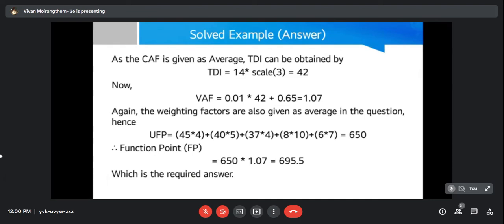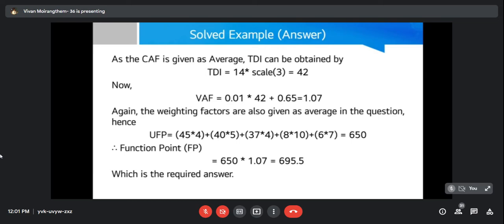So with our TDI, we can solve our value adjustment factor. For finding value adjustment factor, we multiply this TDI with 0.01 and we add 0.65 to it and we get 1.07. So now that we have our VAF, our only thing left is to find our unadjusted function point.